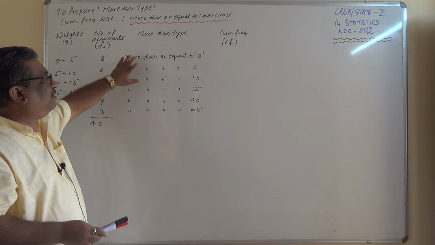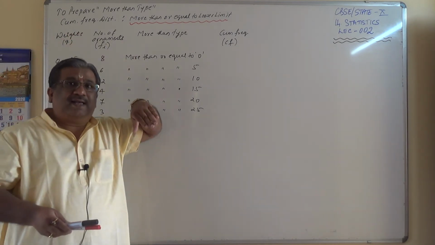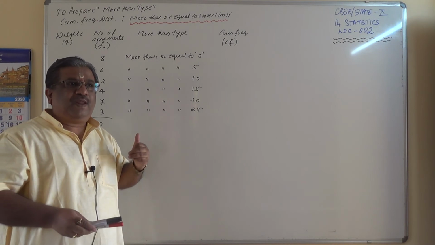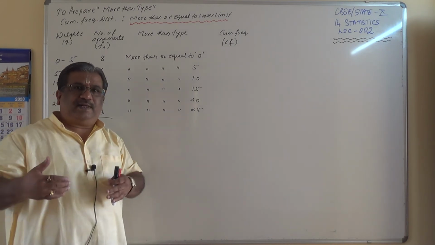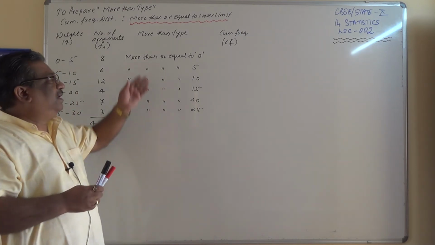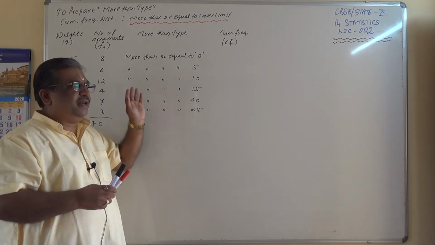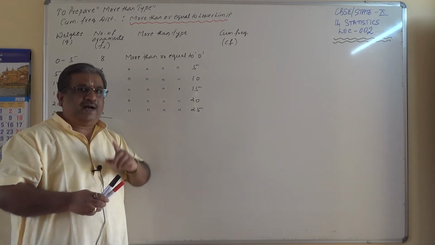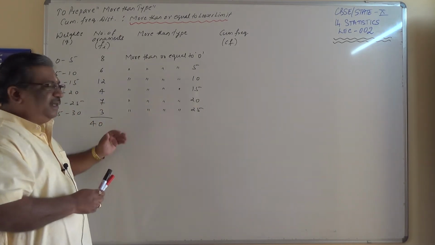Why did I not include the upper limits earlier? I said only less than. I did not say less than or equal to upper limits, because upper limits in continuous data are excluded. Therefore in the case of less than type, we use less than upper limits, and in the case of more than type, more than or equal to lower limits. I hope you understand very clearly why it is so.